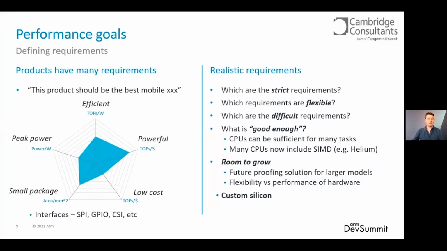Performance comes in many flavors. If we take the example goal of this product should be the best mobile something, we can conjure up some requirements related to edge AI that would be relevant for this kind of product. This might be efficiency in tera operations per watt, throughput in tera operations per second, maximum power in watts, package size in millimeters squared, or performance per cost in tera operations per dollar. There might be further requirements on the system, such as needing various digital interfaces to sensors, for example.